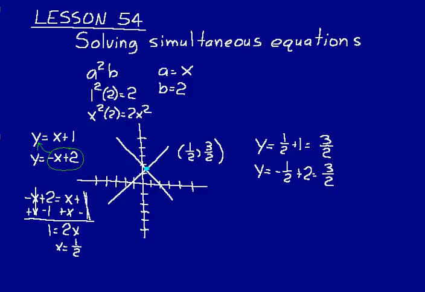So when we solve equations simultaneously, we're solving for where they intersect. We're finding the place where they're basically equal to each other on a Cartesian coordinate system.